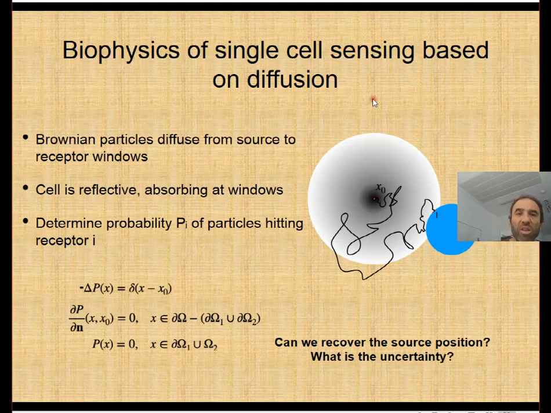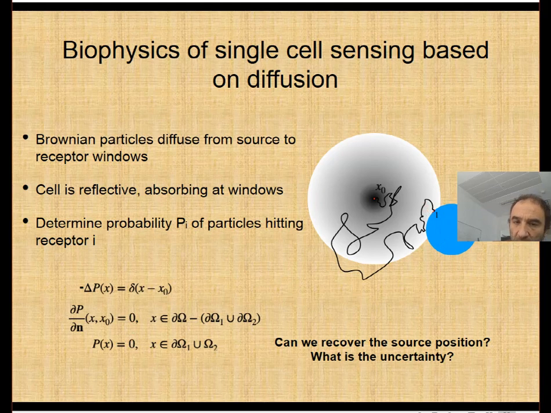However, we have been interested in a question which is a bit different, and the question is the following. We have many Brownian particles that diffuse from a source, here x0. We have a reflecting cell except at 2 windows, 1 and 2. What we are interested in is to determine the probability of a particle hitting one of these receptors 1 and 2, which can be summarized into this classical Laplace equation for diffusion: minus Laplacian P equals delta Dirac, with a reflecting boundary condition on the sphere, except at these 2 absorbing holes.